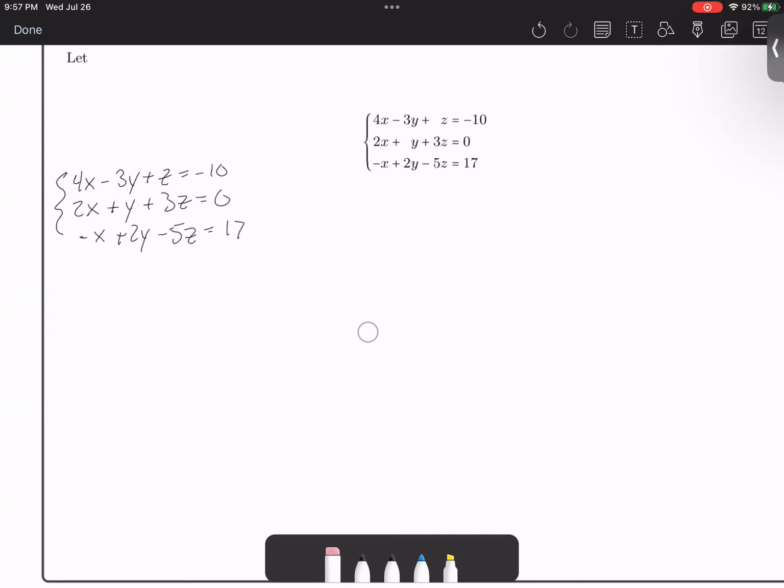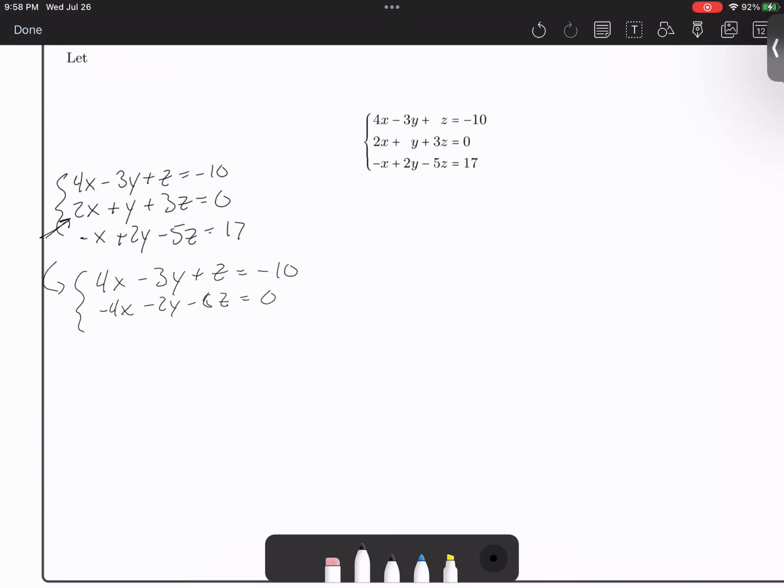So as a review, the idea behind row operations, we're going to add rows together and then replace rows with that result in such a way that's advantageous for us. So I'm going to proceed by clearing out that 2x position. I'm going to multiply my second equation by minus 2. And that's going to give me minus 4x minus 2y minus 6z is equal to 0. I'm not going to touch my third equation. Let's copy it down.